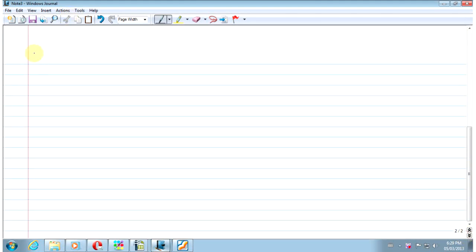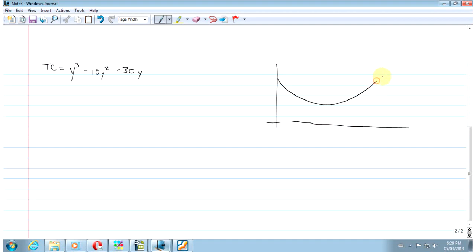Okay, so I have TC equals y cubed minus 10y squared plus 30y. What do I know about a long-run equilibrium? I know that every firm produces at the minimum value of long-run average cost. So they produce where producing is the cheapest.